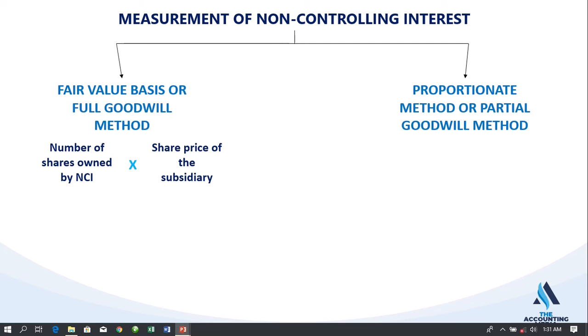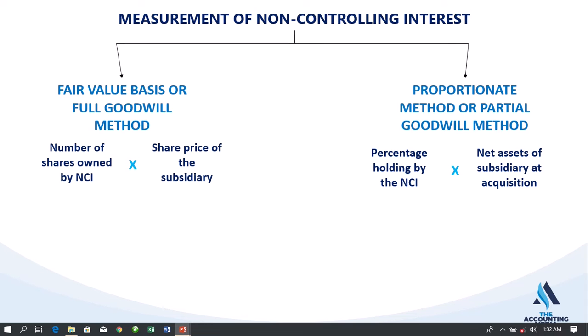Using the partial Goodwill method, to get our non-controlling interest, we just need to know the percentage that is owned by the non-controlling interest, multiply by the net asset of the subsidiary at the date of acquisition. So I need to know the net asset at the date of acquisition, and I just multiply by the percentage holding of NCI. That's all.